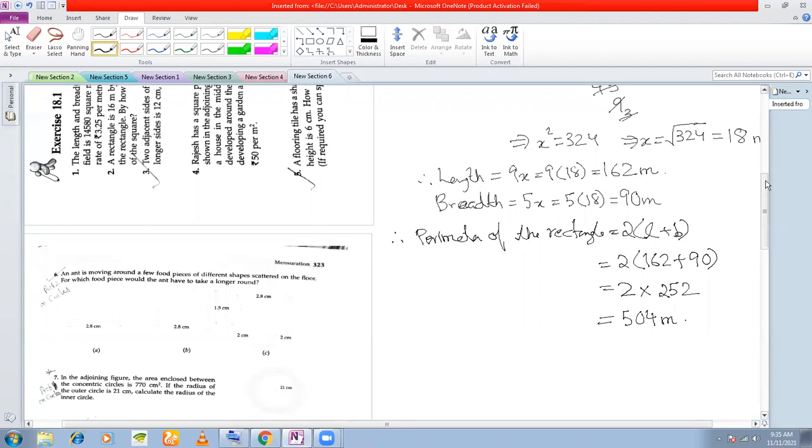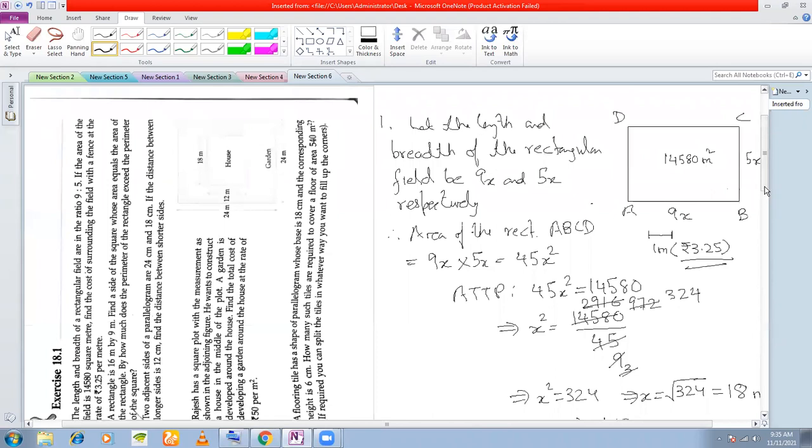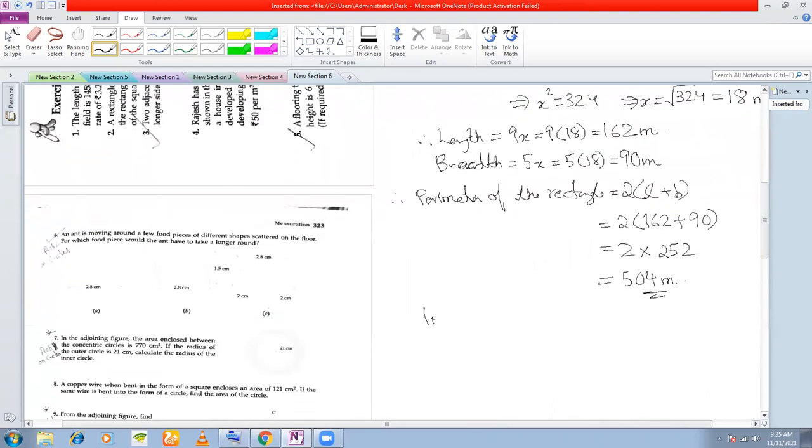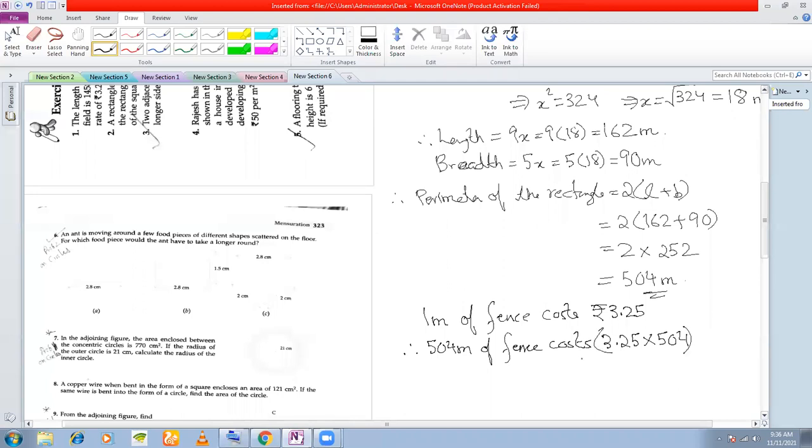So what should be the cost of fencing? 1 meter costs how much? Rupees 3.25. Therefore, so many meters will cost: 1 meter of fence costs rupees 3.25. Therefore, 504 meters of fence costs 3.25 into 504 rupees. So 3.25 into 504, you can multiply here.